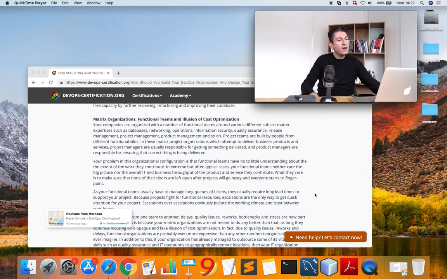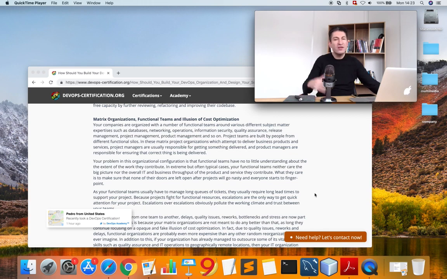And now I want to talk a little bit about matrix organizations, functional teams, and the illusion of cost optimization, because this is the current situation of most companies, trying to save money. So basically most companies create bigger trouble, reduce employee morale, and also reduce the quality of software, which in the end also reduces the business performance and the quality of the services and products that these companies offer. And in the end, the overall impact is neither cost optimization nor saving, nor contribution to the customer service and product.